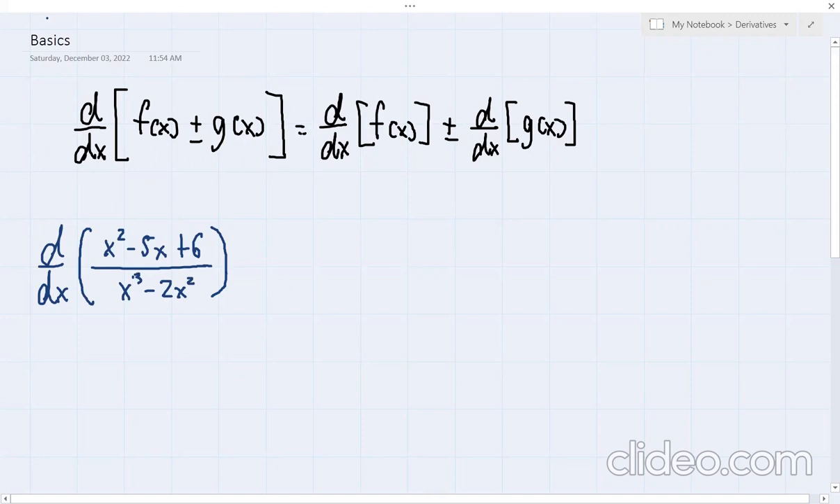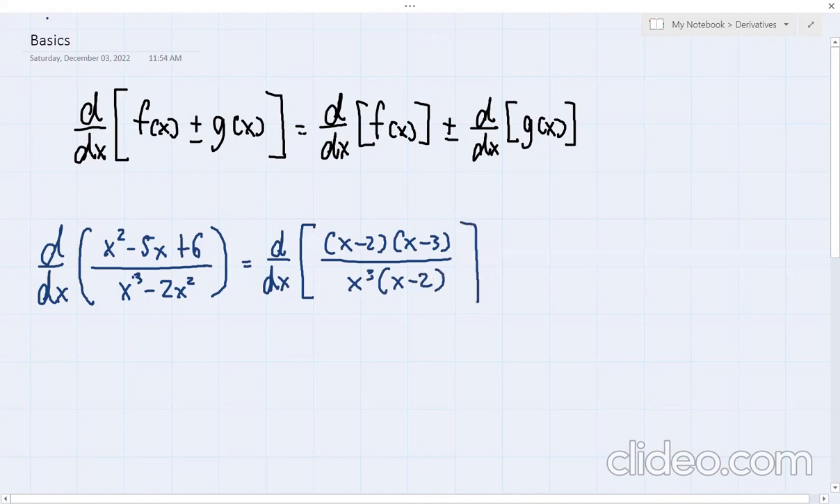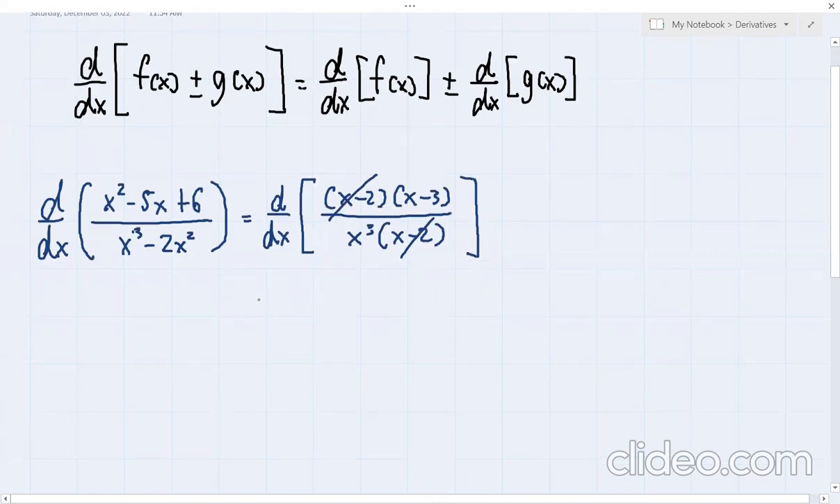So, do you think we can simplify this one? The answer is yes. Okay? So, tingnan natin yung factors or factor form nila. Okay? Si x squared minus 5x plus 6, ang factored form nila ay, wait lang mali ako ng parenthesis. Ito ay x minus 2 at x minus 3. Ayan na siya. Then, sa baba, ang factored form ng x cubed minus 2x squared ay x cubed times x minus 2. O ayan. Meron tayong x minus 2 sa baba at saka sa taas. We can cancel it out.